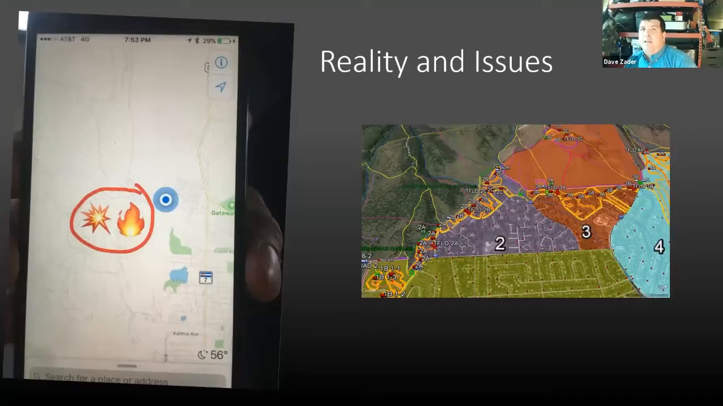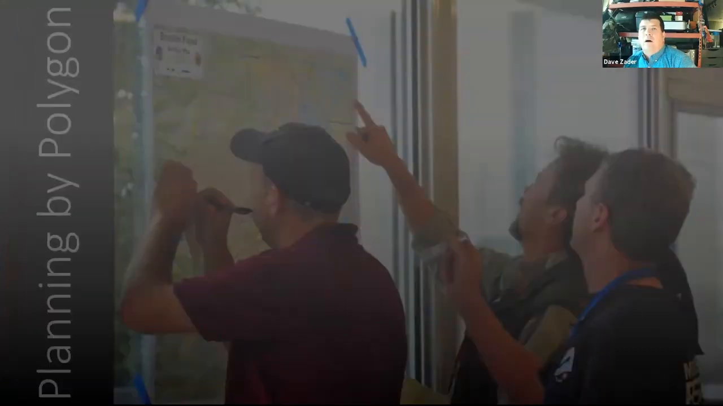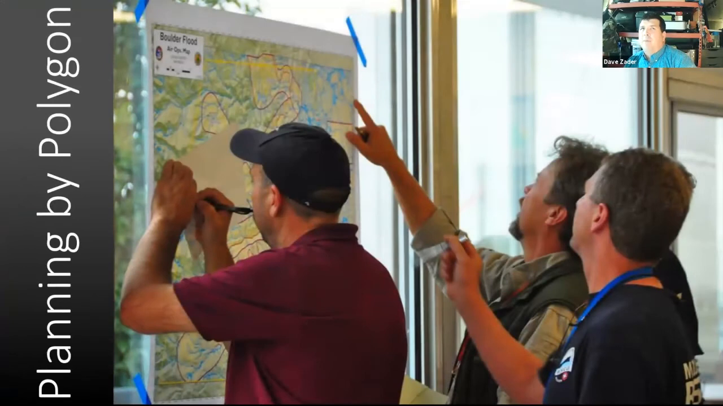And this is the reality. The figure on the left is a map that I actually got on a fire, and the map on the right is what we had done for pre-fire planning. So oftentimes you get very bad maps. And this type of planning can actually be used for multiple events. It's not just for wildfire. We used the exact same process during the 2013 floods in Colorado.